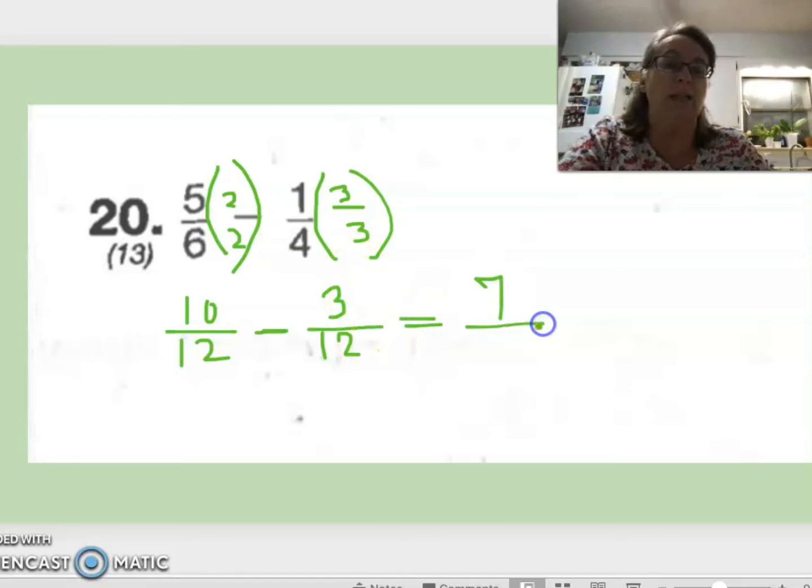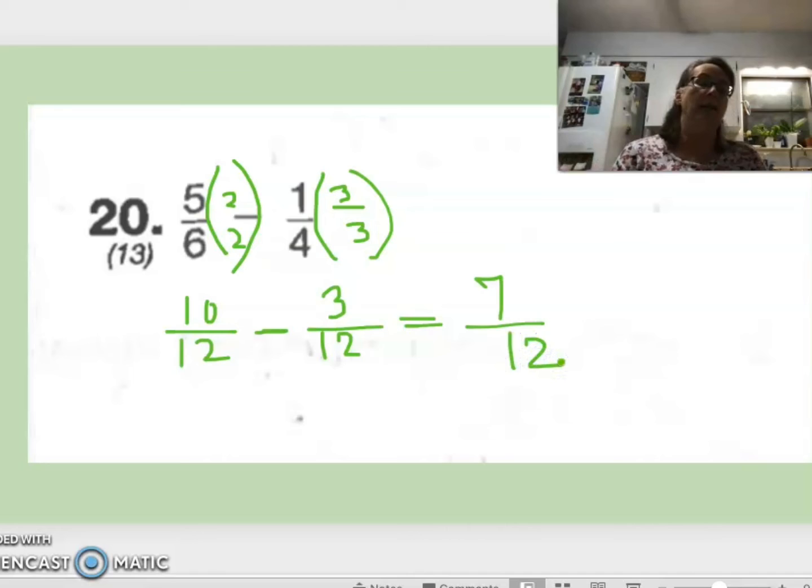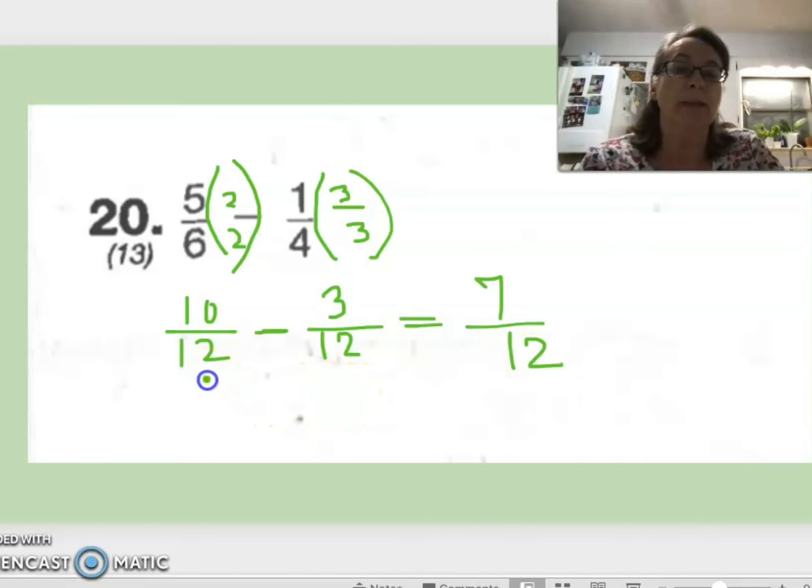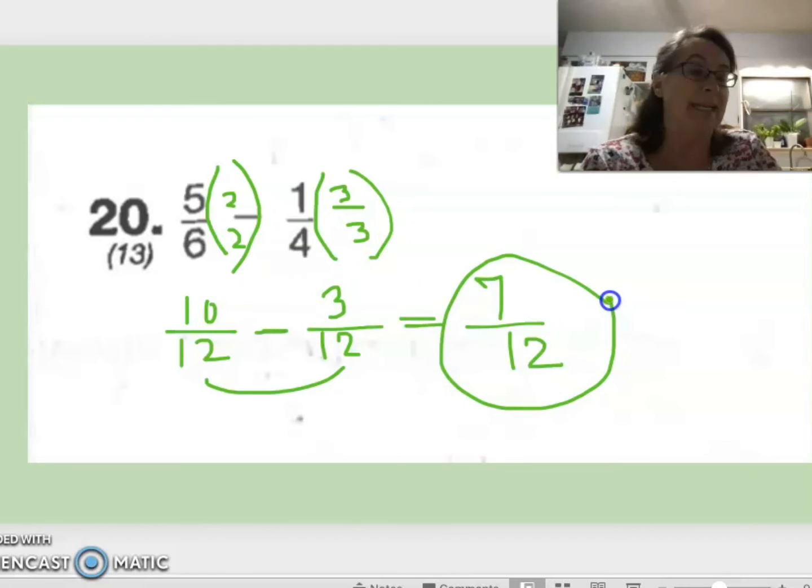Remember, with fractions, when we're adding and subtracting, we must get a common denominator. And then once we get the common denominator, we don't change that. We just operate on the numerator. Now, if this could simplify, we would simplify it, but it cannot simplify.